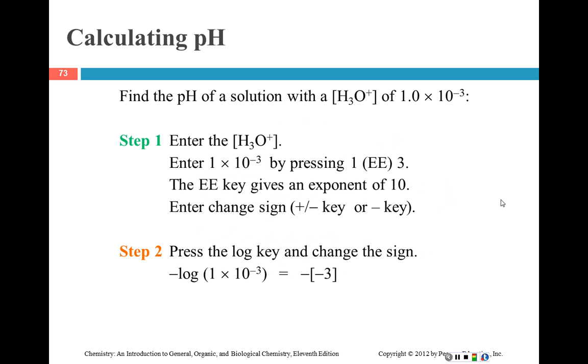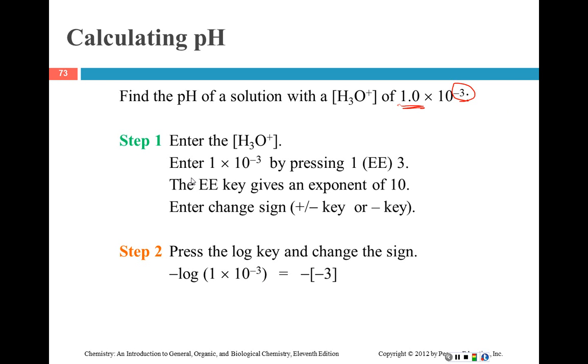So find the pH of a solution with hydronium ion concentration of 1 × 10 to the -3. Okay, well, with that one, do we have to calculate it? No, because we know that 1 × 10 to the -3, this one's a 1, so we know the pH is going to be what? 3, that's right. But just for practice, enter the 1 × 10 to the -3.